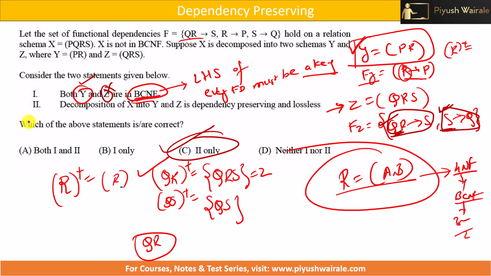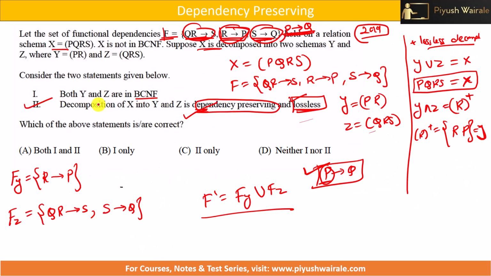I hope you understand this question. First, we checked for dependency preserving and lossless, and then we checked for BCNF. You can follow either order. You can also check BCNF first and then check statement 2. The main thing is that whenever all the FDs are preserved in the decomposed relations, there is no need to follow those steps. Only in the case of an FD which is not preserved directly, for that FD only we have to check. So that is regarding dependency preserving here.